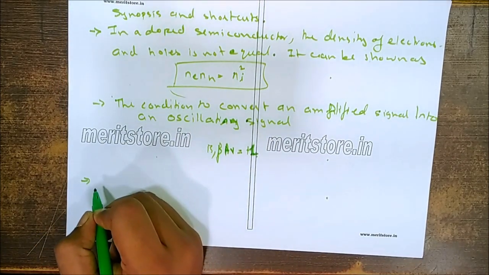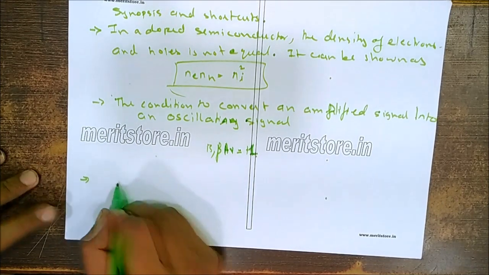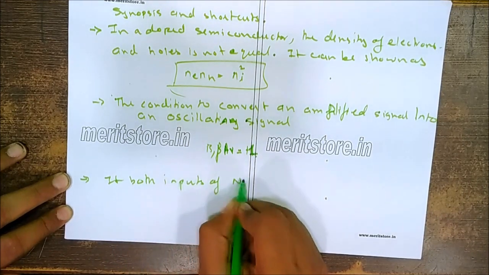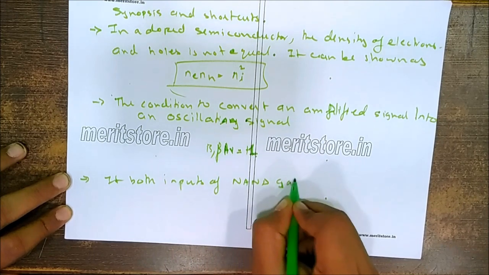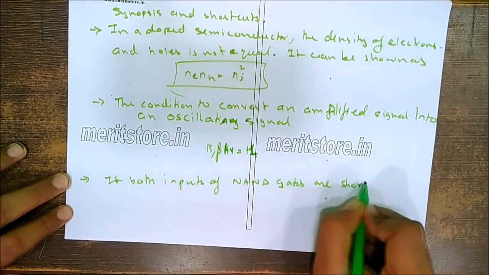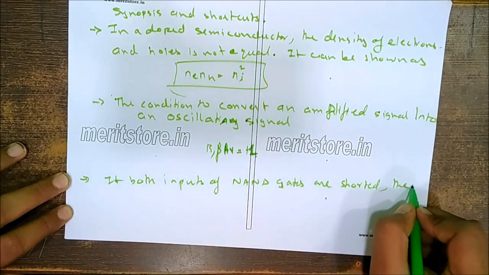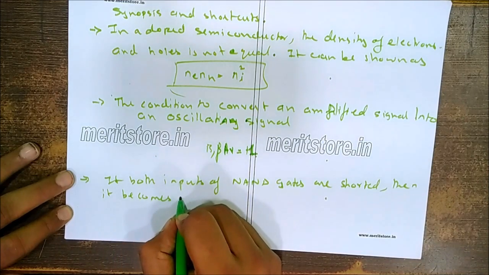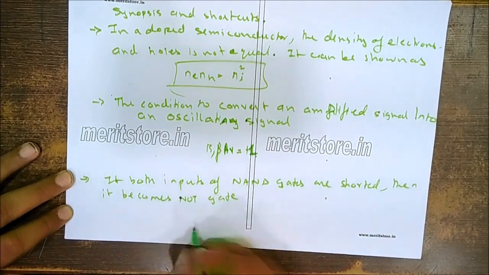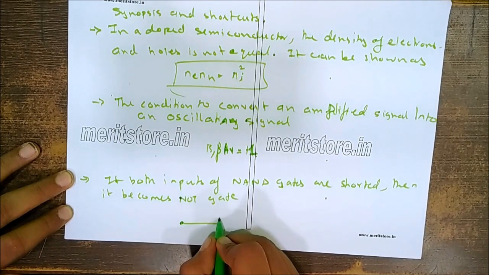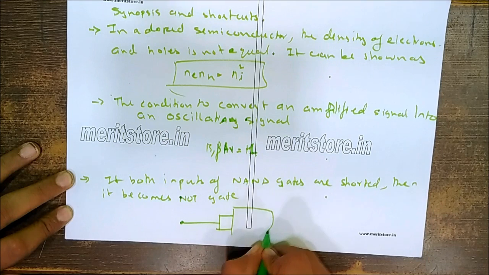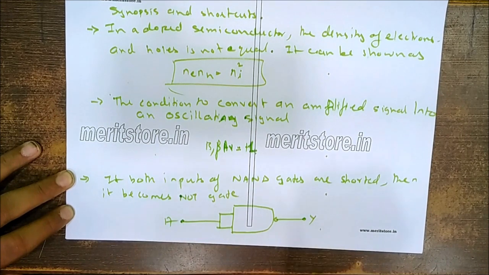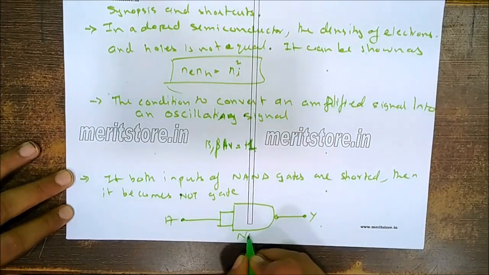Next, if both inputs of NAND gates are shorted, then it becomes a NOT gate. It will be given as like that. So that's all from semiconductors. It's called a NOT gate.